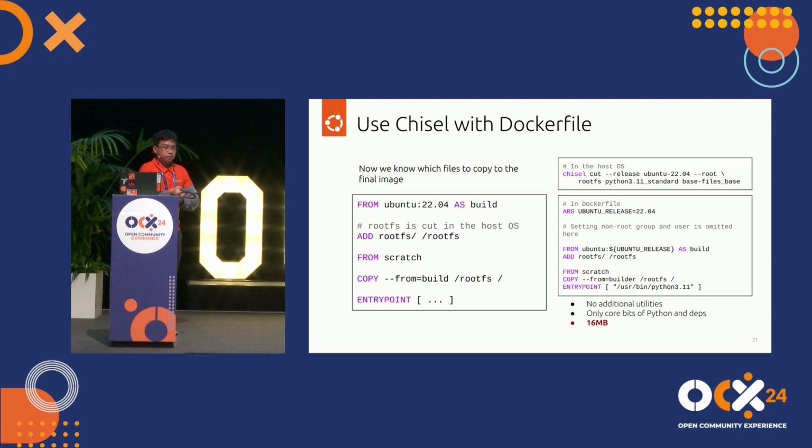So with Chisel, we can first take an example that it can work with Dockerfile. Now we do it in another pattern.